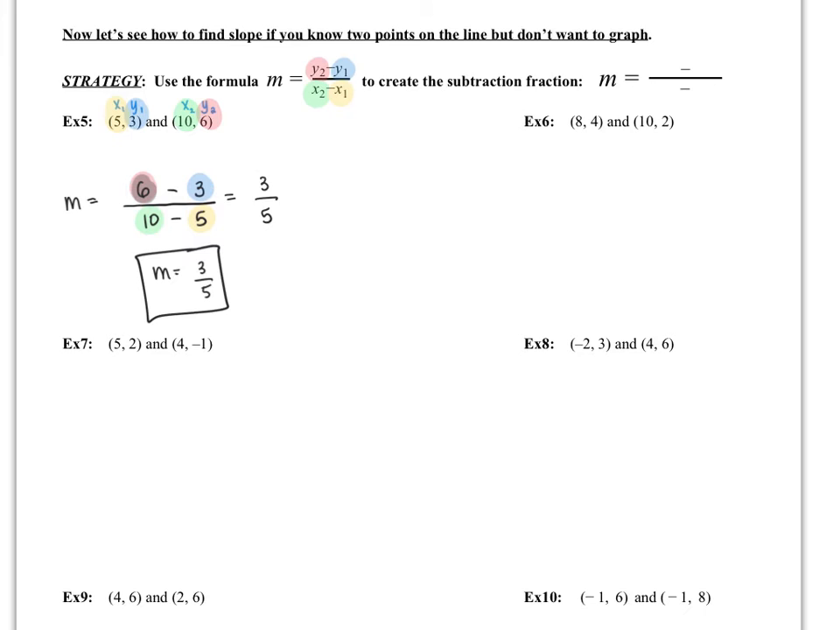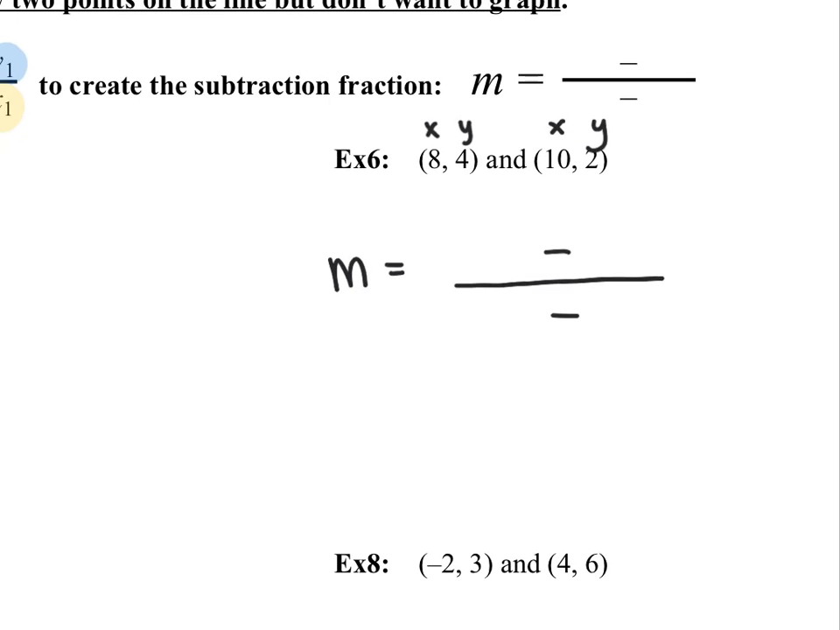So let's try this again on the second example, example 6. So again, I'm going to start by putting my subtraction fraction, and I'm going to label my information. So x1, y1, x2, y2. And so then I've got, let's do y2, y1, x2, x1.